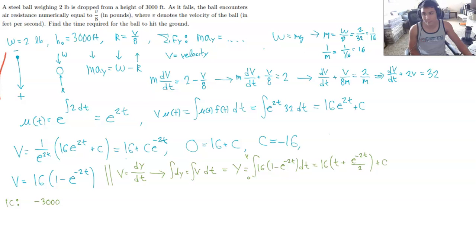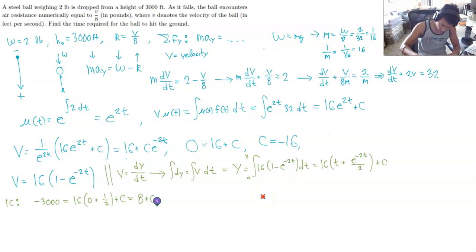If we were to have this thing the opposite way, it would be positive 3,000, right? But then everything might be a little bit different here. Okay, so negative 3,000 is equal to y. That's y in the beginning of time. And then 16, and all the t's become zeros. So all we get is 1 over 2 plus c, which is the same thing as 8 plus c. So we see that c is equal to what? It's negative 3,000 minus 8, which is negative 3,008.